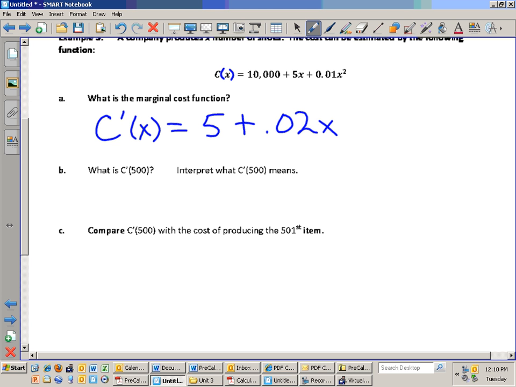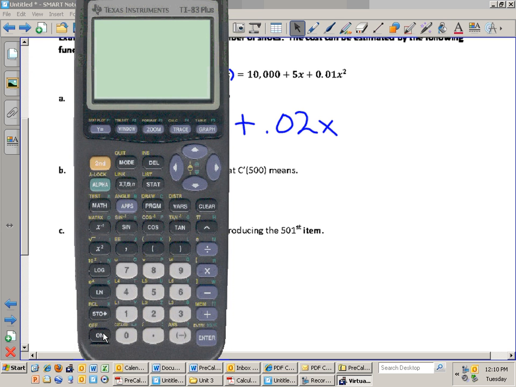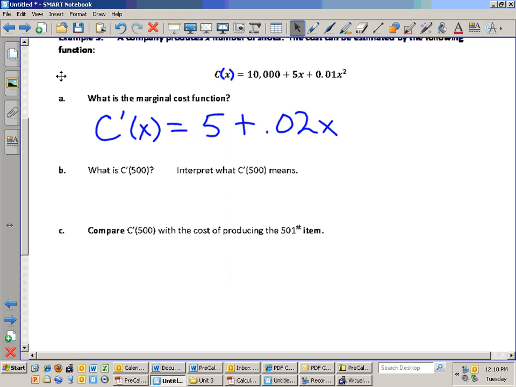So it says, what is C prime of 500? We would simply plug in 500. 0.02 times 500 is 10 plus 5 is 15. So we have C prime of 500 is equal to 15.